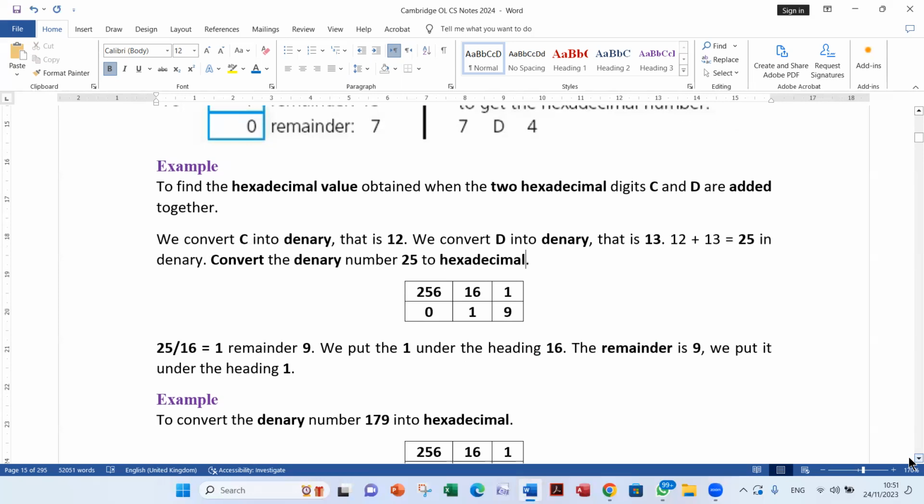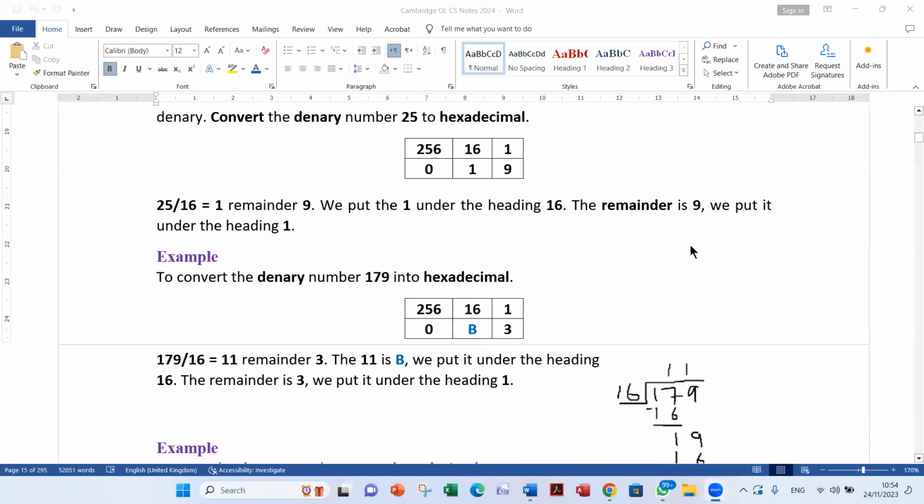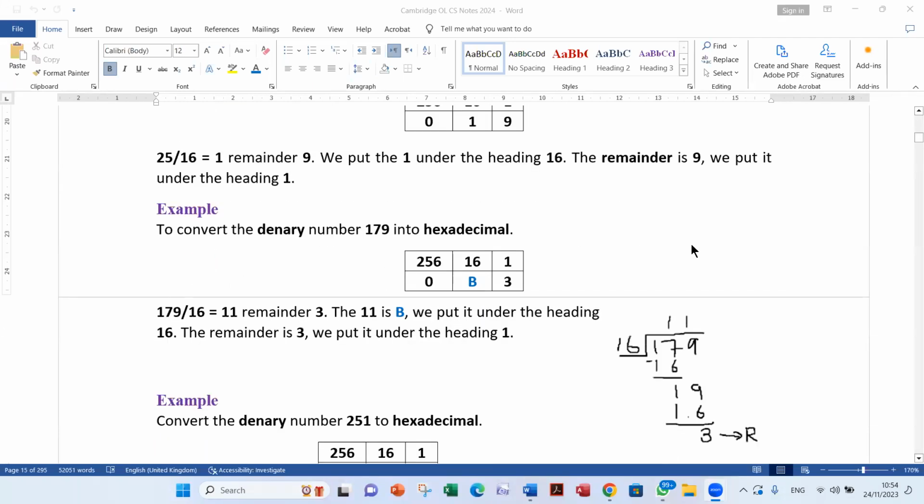Okay, your duty now is divide 179 by 16. Find the quotient and the remainder. Okay, and you need to practice how to do long division. Okay, you are supposed to do a long division like this.